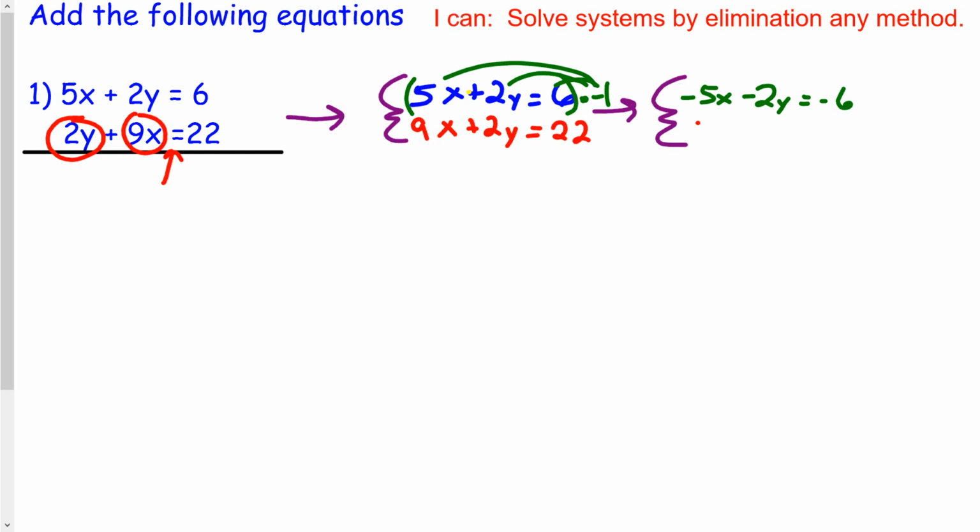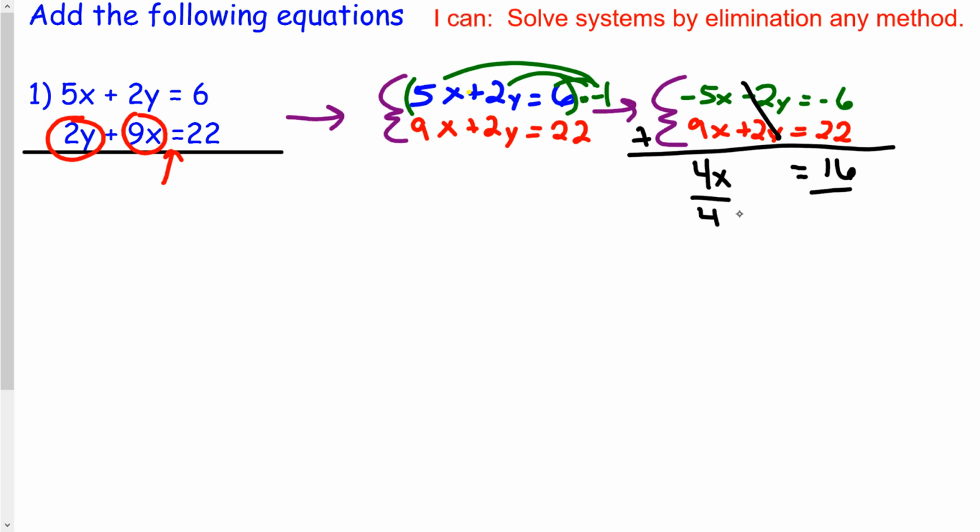Second equation stays the same: 9x plus 2y equals 22. And now we can add to eliminate. Negative 5x plus 9x is 4x. Negative 2y plus 2y eliminates. Negative 6 plus 22 is 16. And then divide both sides by 4 to get x equals 4.